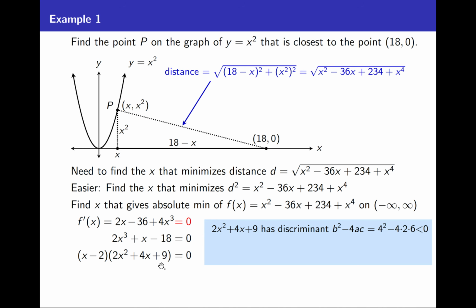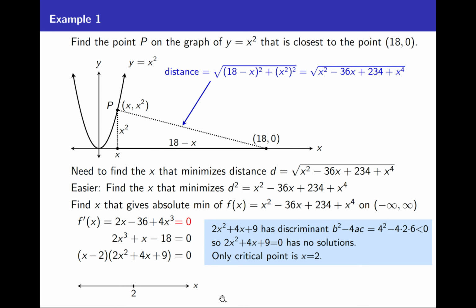So this expression is never equal to 0. So you're not going to pick up any critical points from that factor. So you can see here that the only critical point you get is from x minus 2. The second factor has no solutions. So just one critical point here. So that's good. Critical point of 2 on the x-axis.